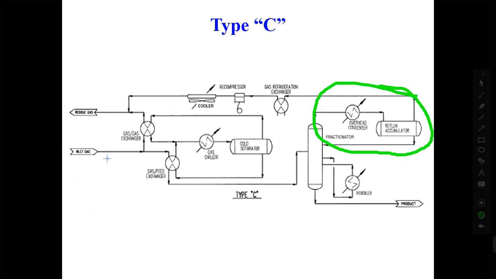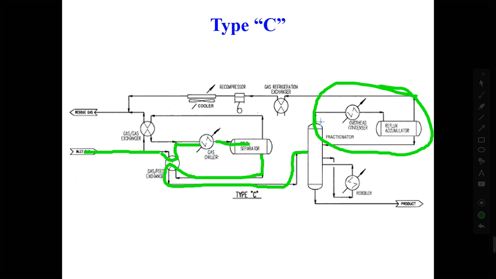In this one, again, we have the inlet gas. We are passing it through heat exchanger one, and it goes through the gas chiller and the cold separator. Again, it goes to the heat exchanger, and then it goes to this tower.